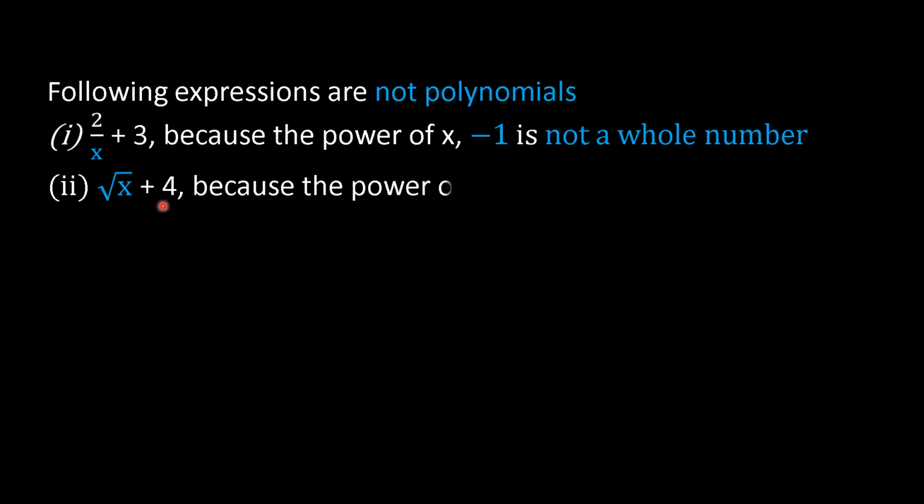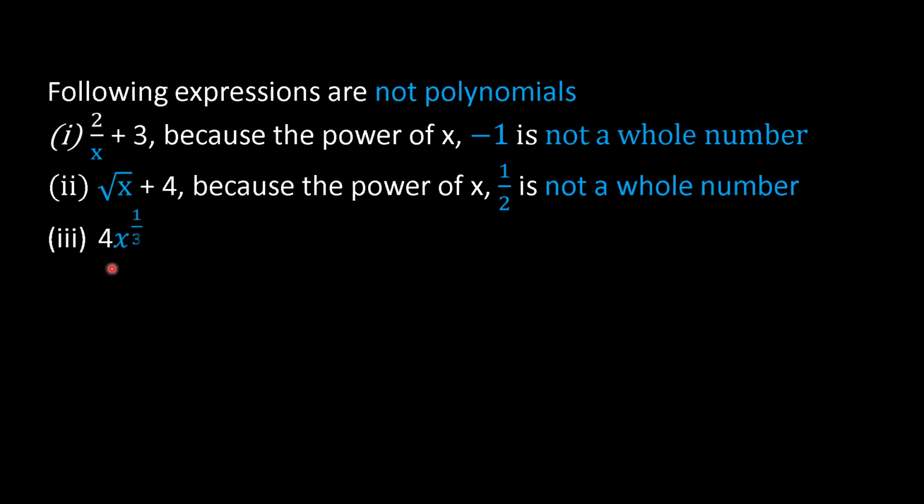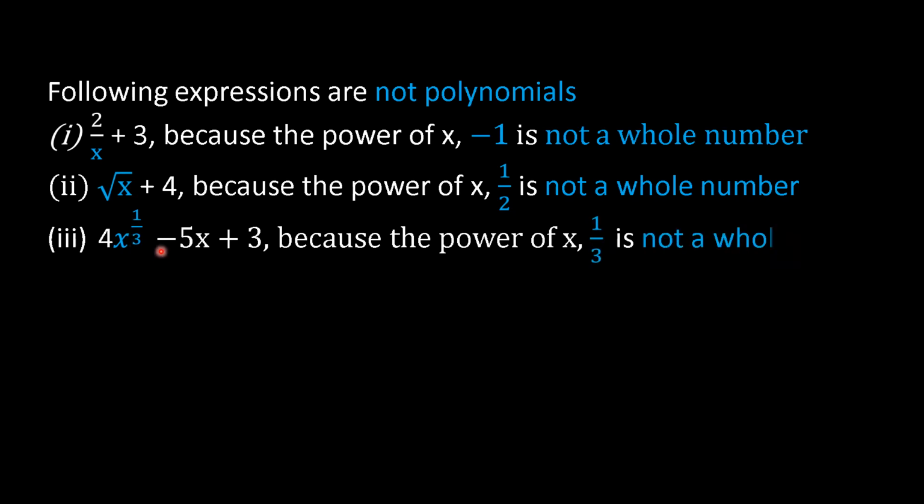√x + 4 is not a polynomial because here the power of variable x is half, which is not a whole number. 4x^(1/3) − 5x + 3 is not a polynomial because the power of variable x here is 1/3, which is not a whole number.